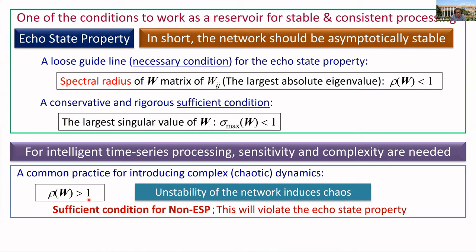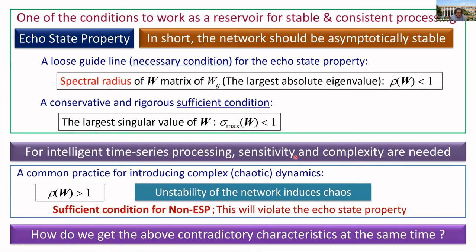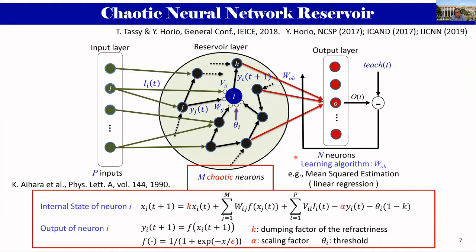This is very easy. However, sometimes we need both properties together: stability, consistency, and sensitivity and complexity. So how do you get those at the same time? We proposed the chaotic neural network reservoir to do so. As you see, this is the structure of the chaotic neural network reservoir.